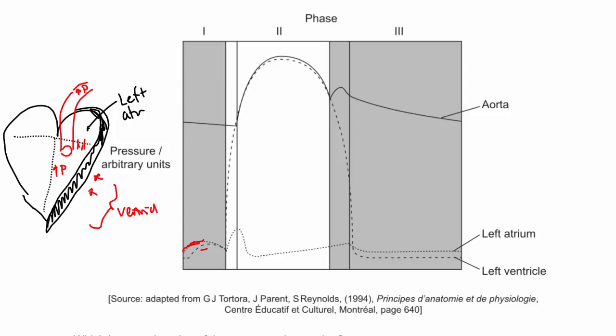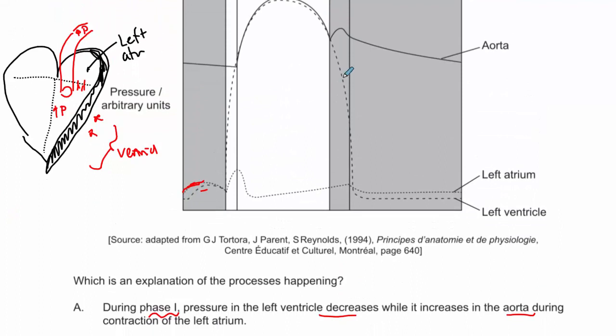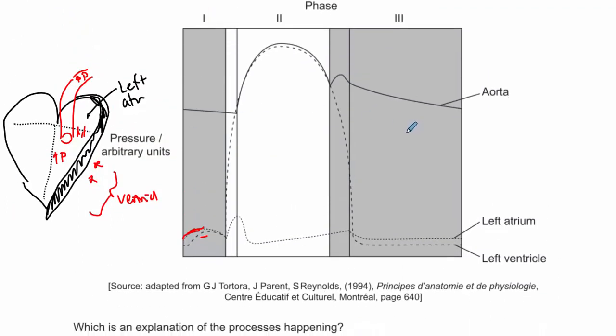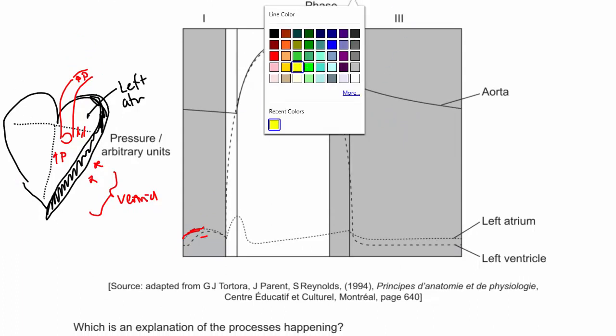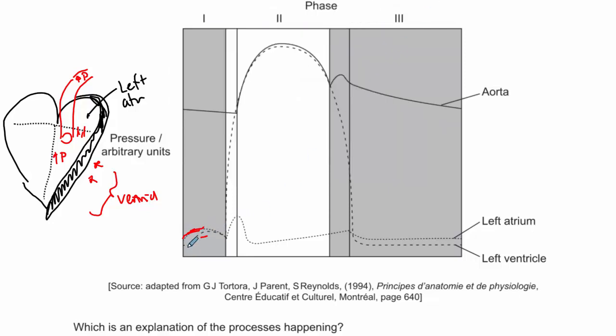Ventricle. Okay, so A is all sorts of wrong. B, in phase 2, pressure rises in the aorta because the left ventricle is contracting. And here I think everything is correct, because if we look at the left ventricle, maybe we should draw it with yellow. So here is the left ventricle.